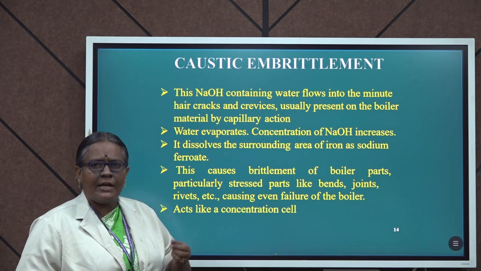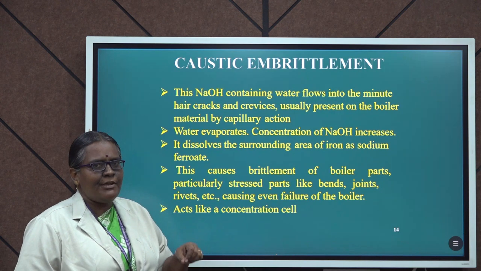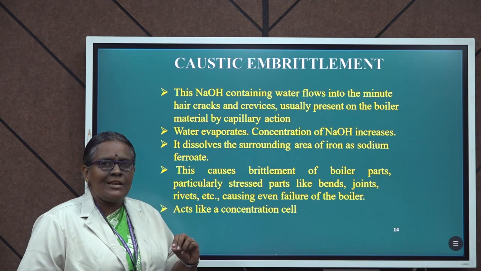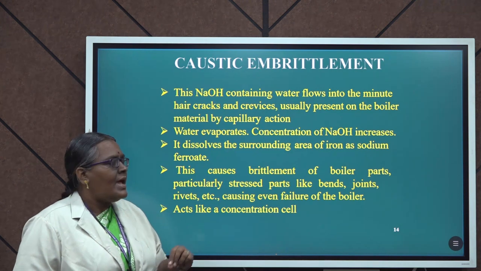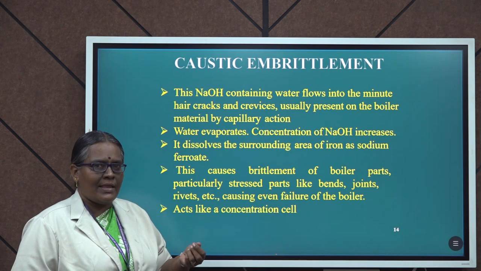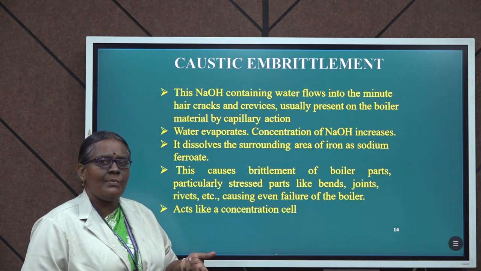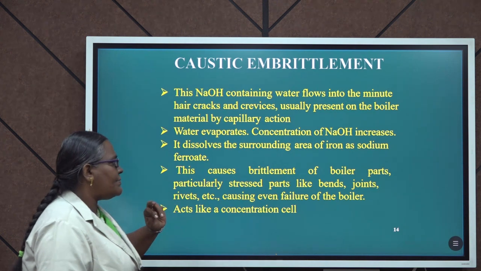Normally, a material will have small minute voids or cracks. So, this NaOH will flow into that and it also reacts with material of the boiler. For example, if it is made of steel, it reacts with iron and it dissolves the iron. So, it ultimately results in the cracking in the boiler material. So, this is called as caustic embrittlement.